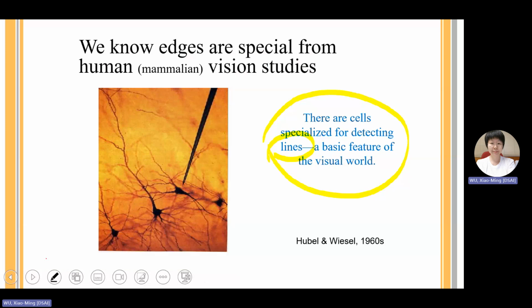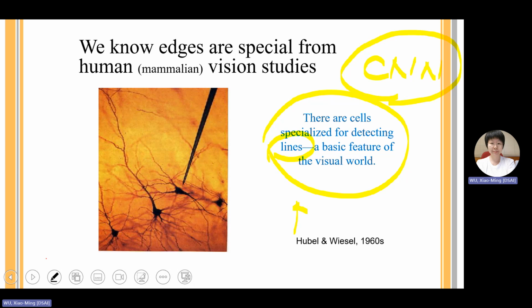Okay, so this discovery won them the Nobel Prize, and this lays the foundation of neuroscience, as well as CNN, convolutional neural networks. The invention of CNN is also inspired by these discoveries.